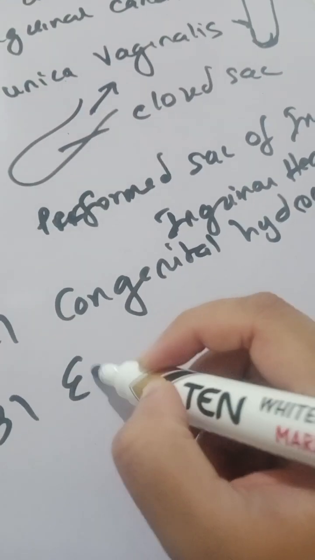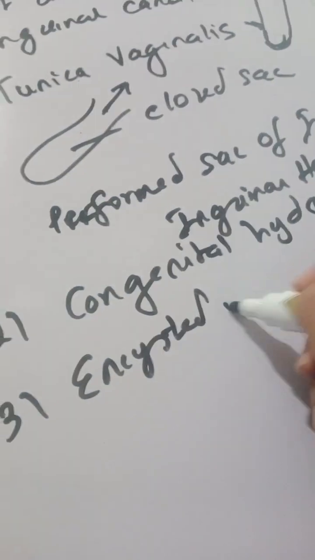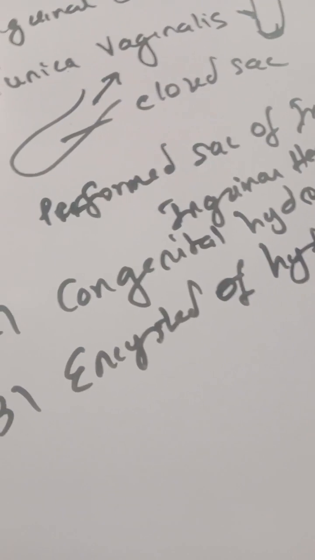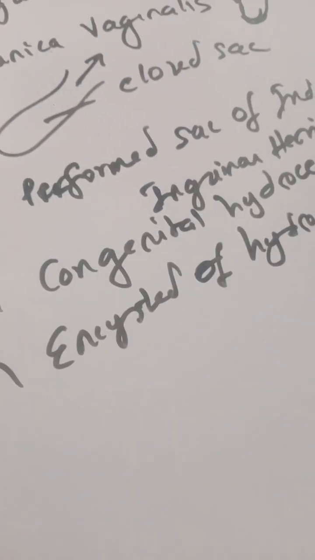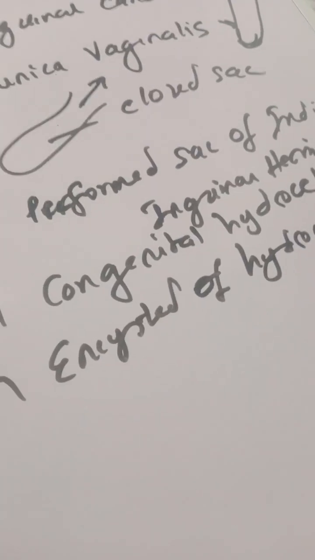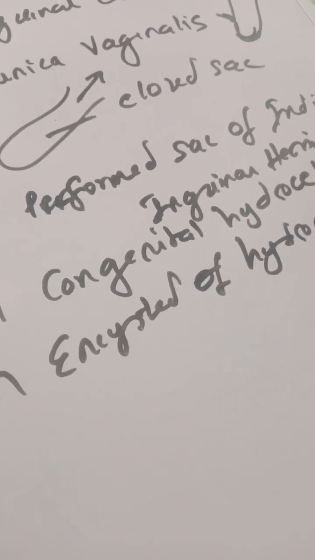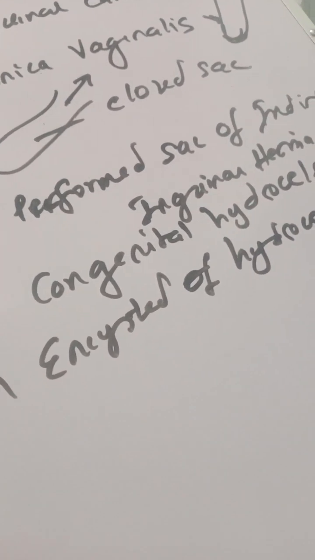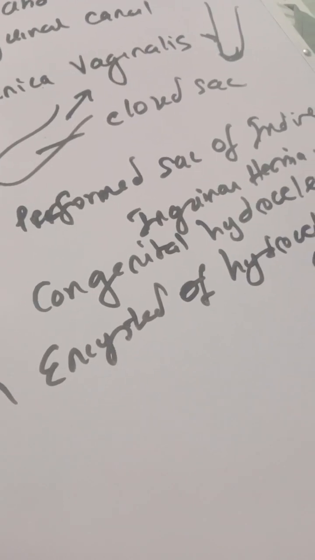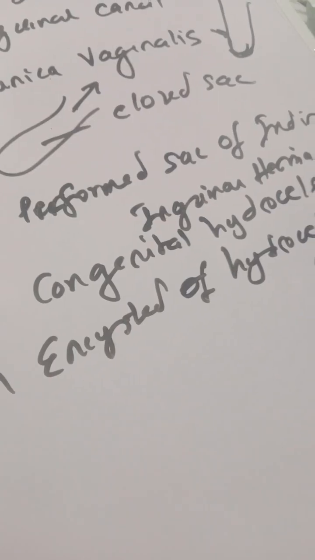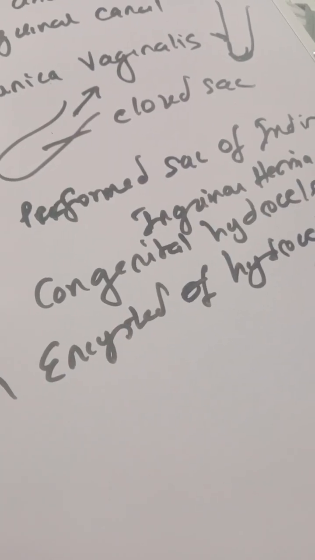Next is encysted hydrocele of the cord. The upper and lower ends of the processus become obliterated, leaving a small intermediate encysted area. This presents as a small fluctuant swelling in the inguinal region, often within the inguinal canal, that moves medially on gentle downward pulling of the testis and the covering of tunica vaginalis.